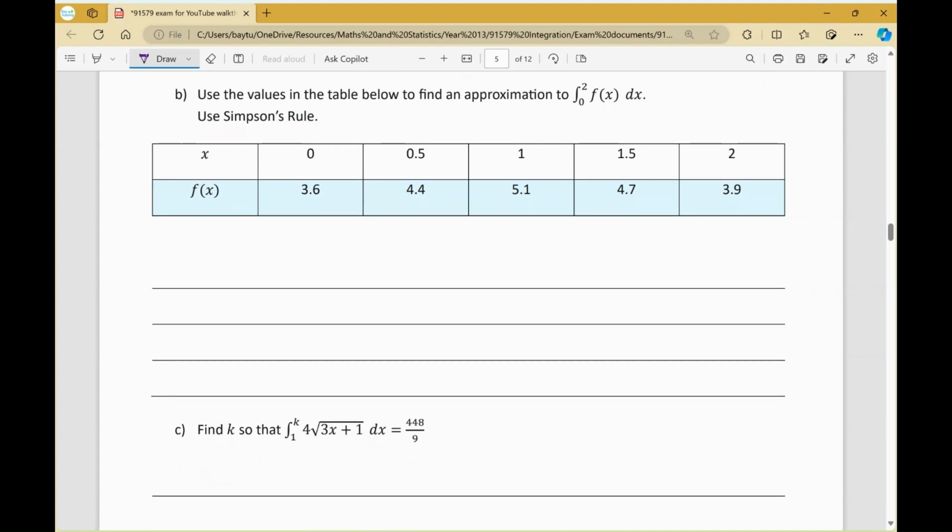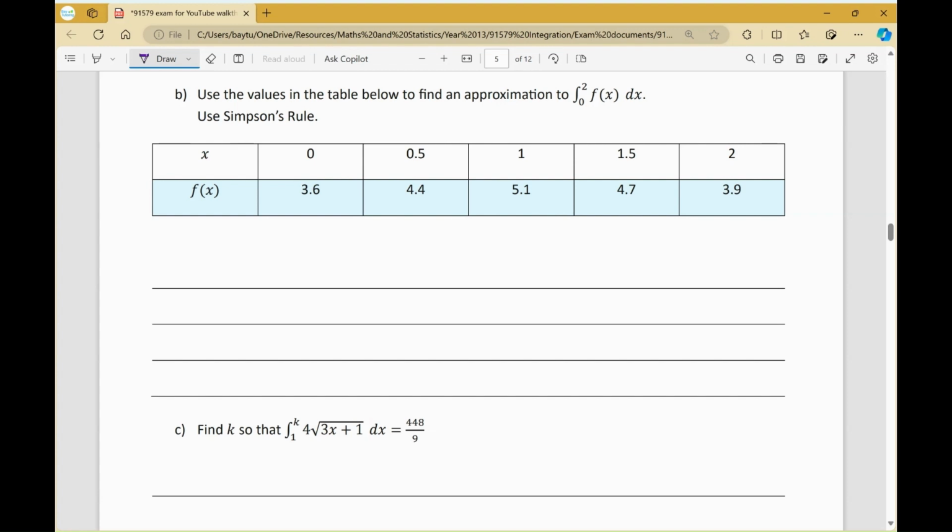Use the values in the table below to find an approximation to the integral between 0 and 2 of f of x. We've been given a table there and we've been told to use Simpson's rule. So you have a formula for Simpson's rule on your formula sheet. It is on the third page, all the way down at the bottom.